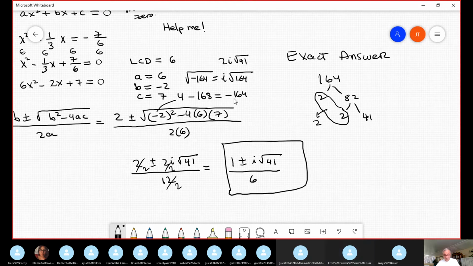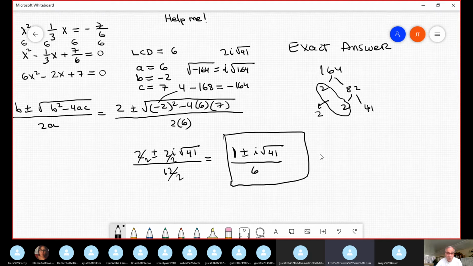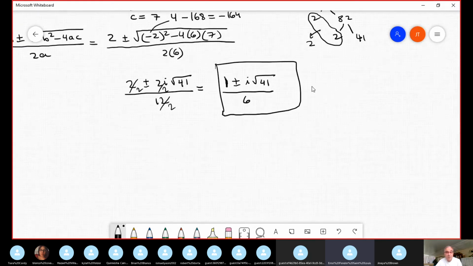I have a question. Please go ahead. If you don't put the 1 in front, is that a problem? This is wrong, completely wrong. I just put minus i or plus i, square root of 41 over 6. I don't put the 1. I think it's still the same answer. No.